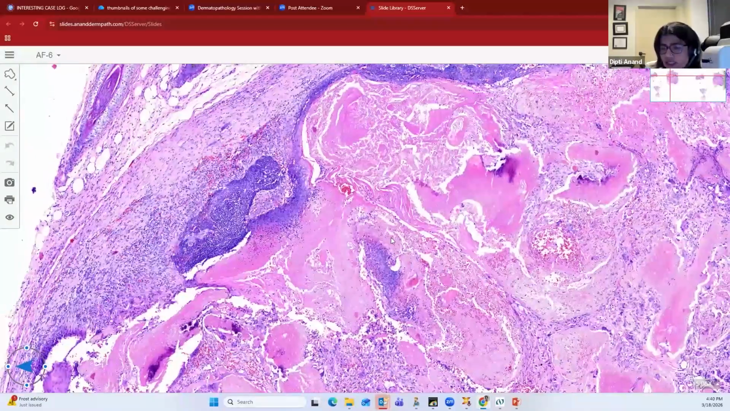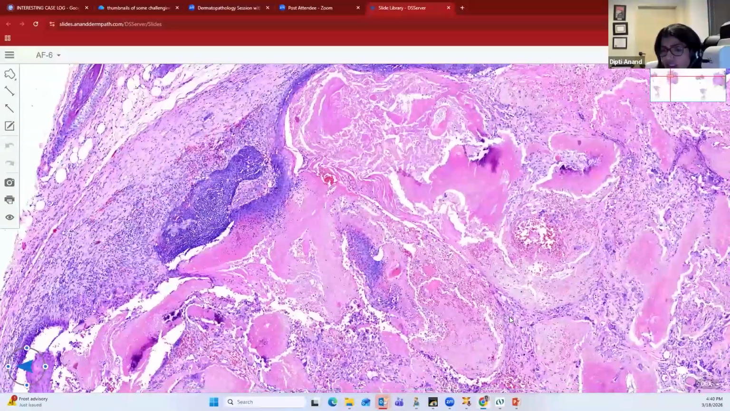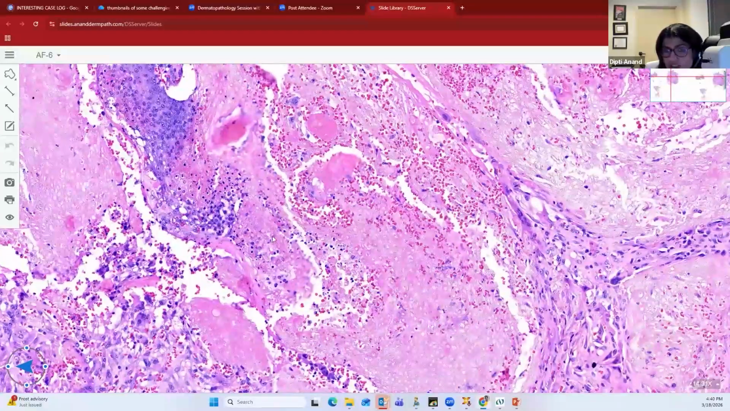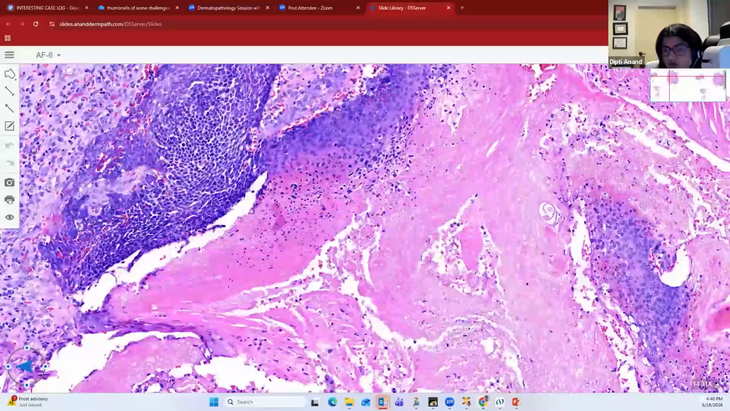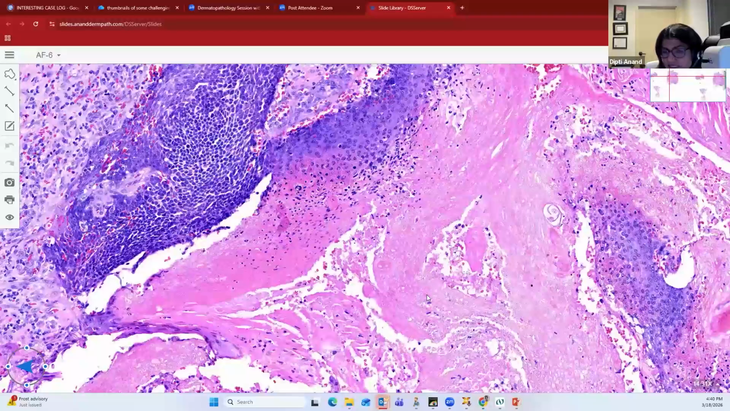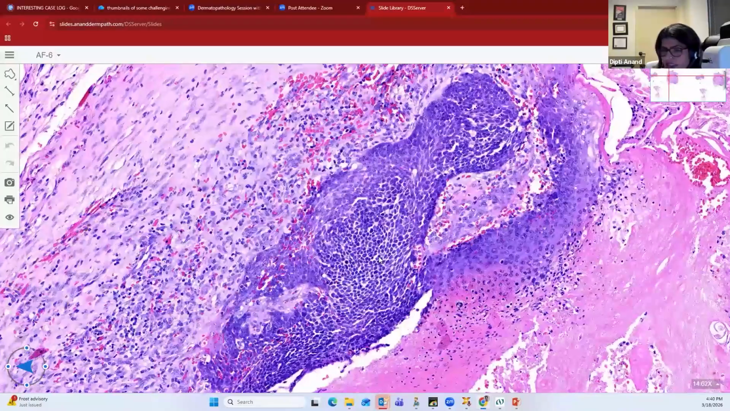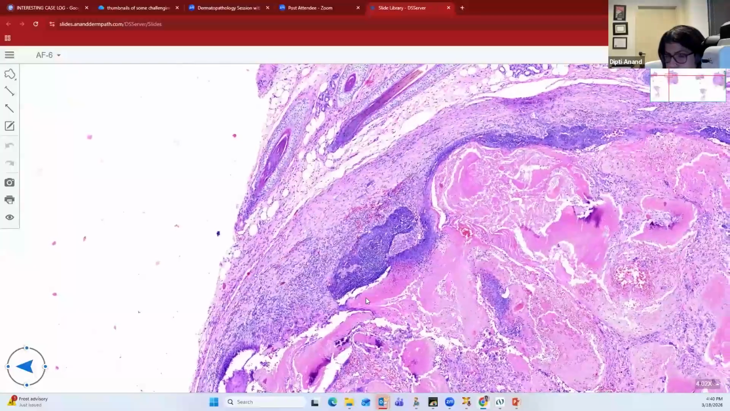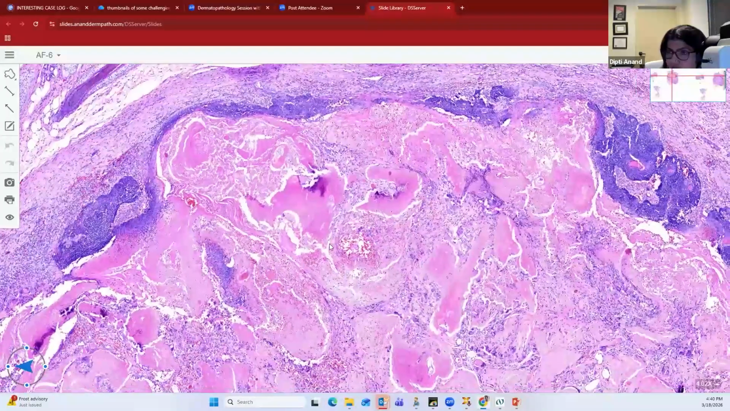The other second order associations with it: myotonic dystrophy, Gardner syndrome. The matrical component of the tumor, these blue cells, often show staining with beta-catenin, nuclear expression of beta-catenin. So all those things can be asked as second order questions. So this is a nice example of a pilomatricoma.